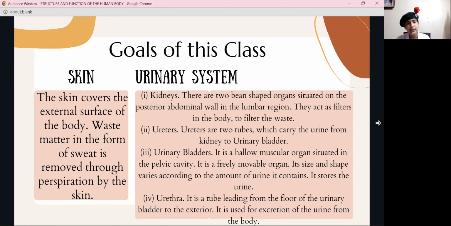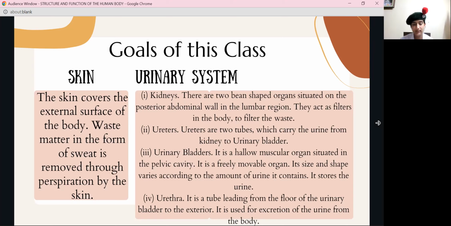Second is ureters. Ureters are two tubes which carry the urine from kidney to urinary bladder. Urinary bladder is a hollow muscular organ situated in the pelvic cavity. It is a freely movable organ. Its size and shape varies according to the amount of urine it contains.